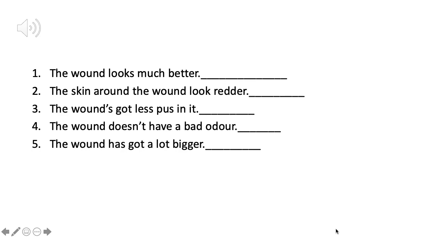Alright, so the correct answer for number 1 would be the wound looks much better. This is true. For number 2, the skin around the wound looks redder. No, it actually looks less red. That's what the nurse mentioned.